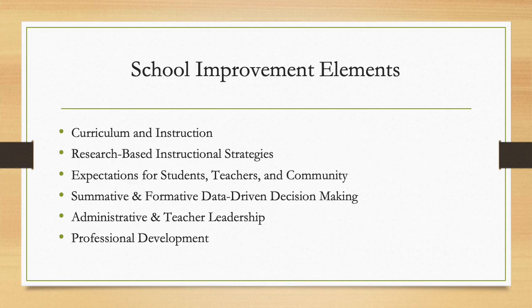There are a number of elements that directly influence school improvement. Six of them include curriculum and instruction, research-based instructional strategies, expectations for students, teachers, and the community, summative and formative data-driven decision-making, administrative and teacher leadership, and professional development. All of these things will be covered in a moment in subsequent slides.